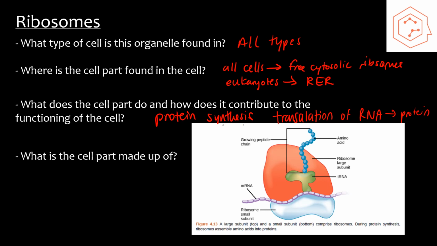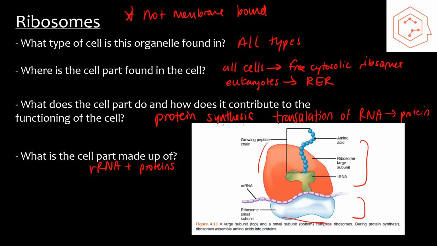So the cell part consists of small complexes, both made up of rRNA plus proteins, and it is not membrane bound. That's a really important detail. Not membrane bound. Okay, so we see that there's two complexes over here. You have a small subunit and you have a large subunit. Additionally, a dysfunction in the ribosome leads to something called dyskeratosis congenita.